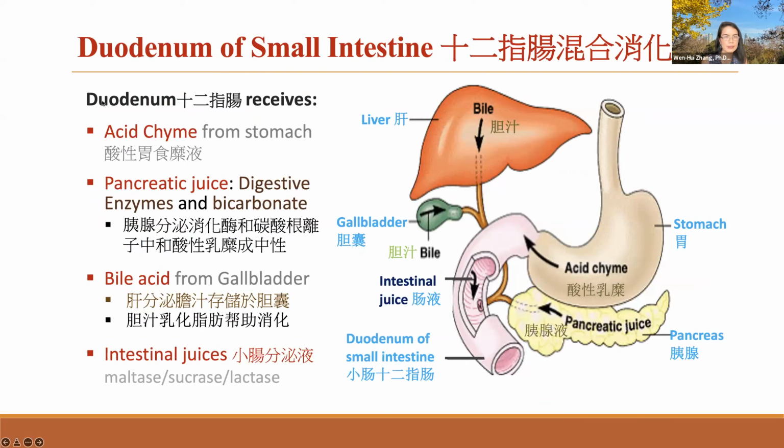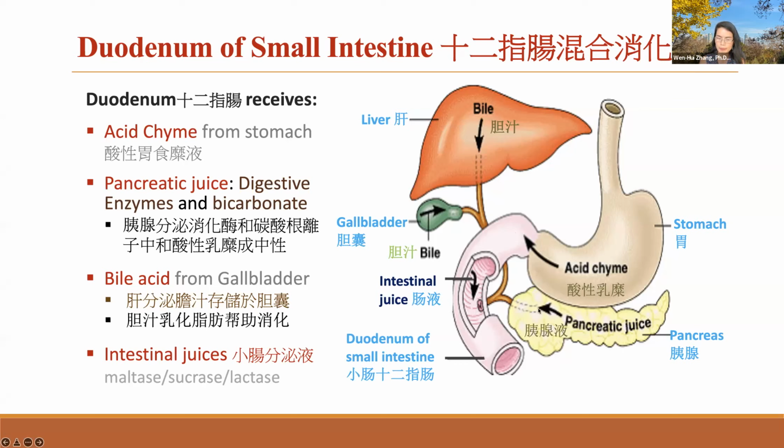The small intestine, the duodenum, that's the first part of the small intestine that's connected to the stomach. The duodenum receives the acid chyme from the stomach and bile acid from the gallbladder. Bile acid is produced in the liver and stored in the gallbladder. When it senses the fat in the chyme, it will release the bile acid into the duodenum. And pancreatic juice that's produced in the pancreas.